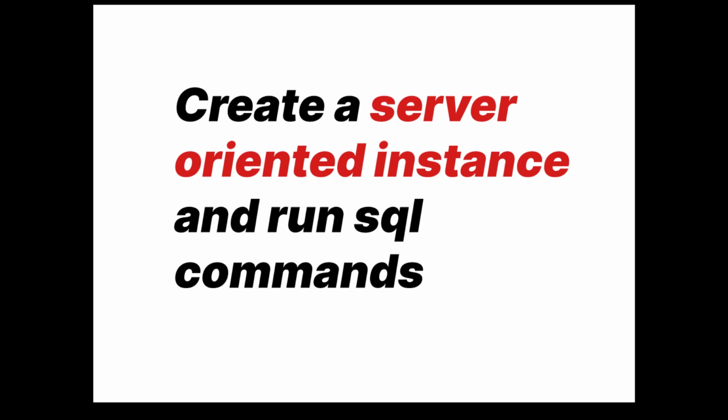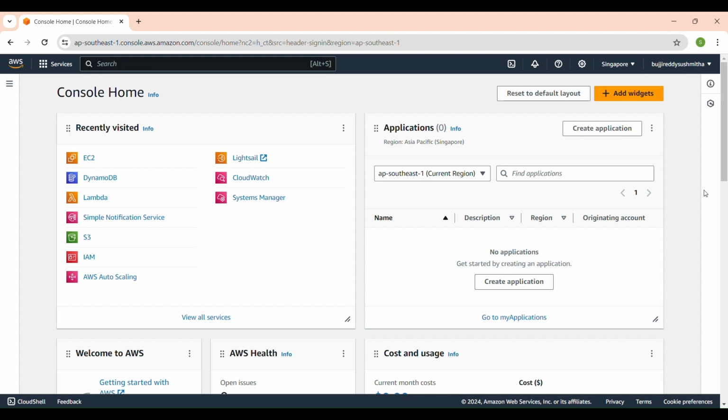In the past video, we discussed DynamoDB, creating tables and inserting values in it without using any SQL queries. In this video, we are going to discuss how to create an EC2 instance using an Ubuntu server and how to run MySQL commands in that Ubuntu instance which we are going to launch. Hope you all have your AWS console open, and this is how the dashboard looks.